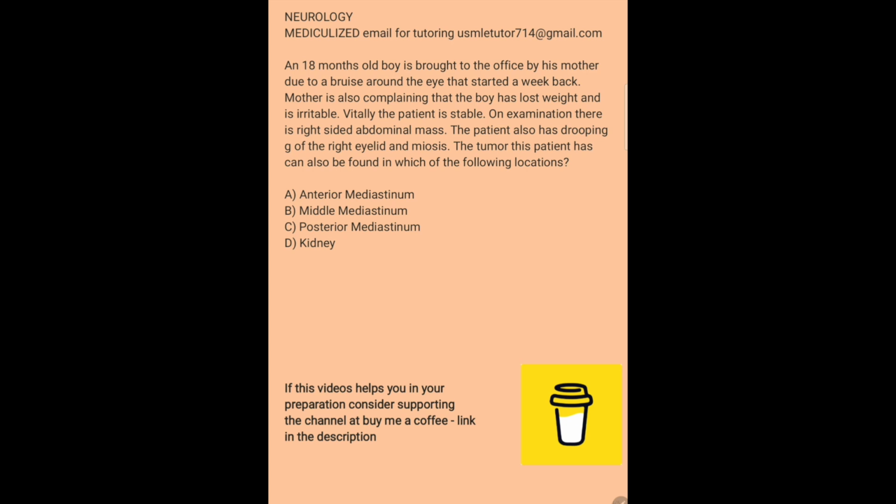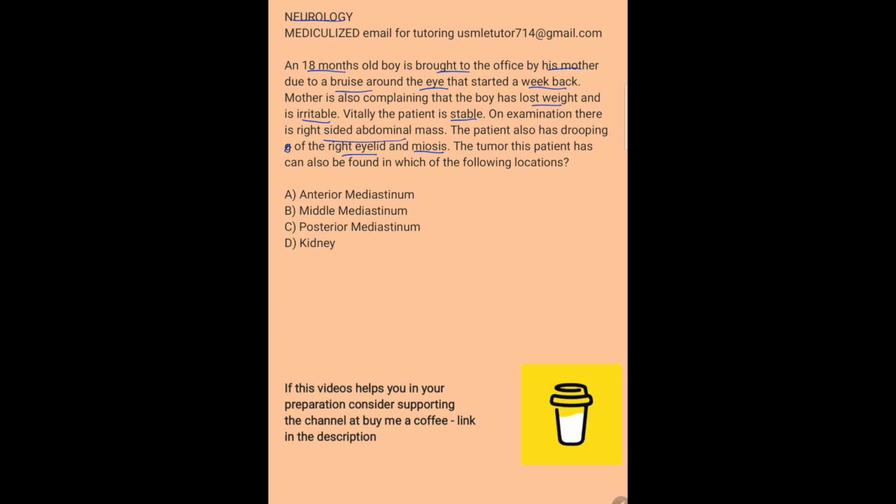Hello everyone, and welcome to another day of high yield USMLE questions. Today we will be talking about neurology. Your 18-month-old boy is brought to the office by his mother due to a bruise around the eye that started a week ago. The mother is also complaining that the boy has lost weight and is irritable. Vitally, the patient is stable. On examination, there is a right-sided abdominal mass. The patient also has drooping of the right eyelid and miosis. The tumor this patient has can also be found in which of the following locations?